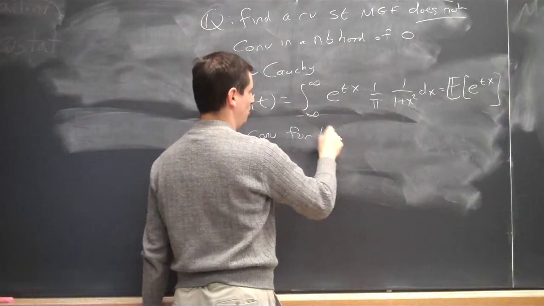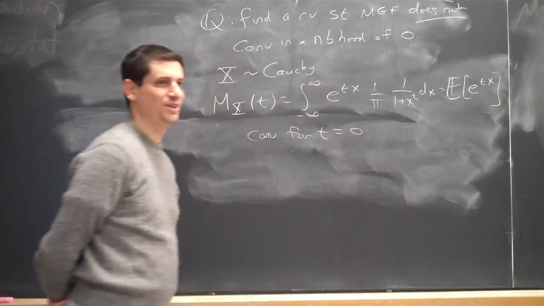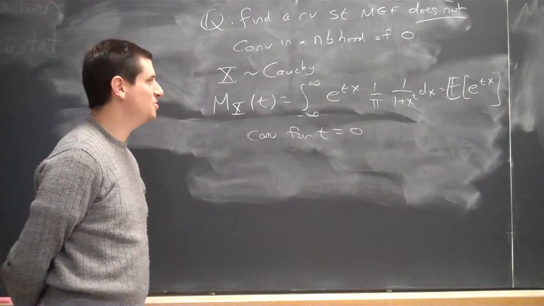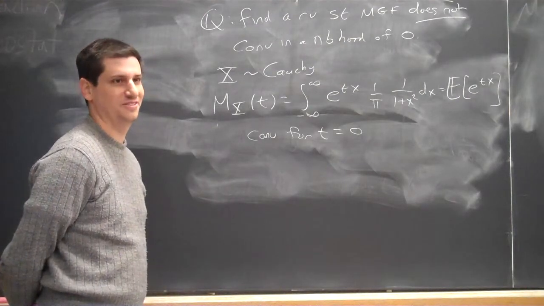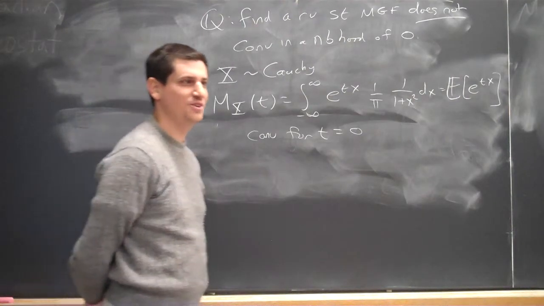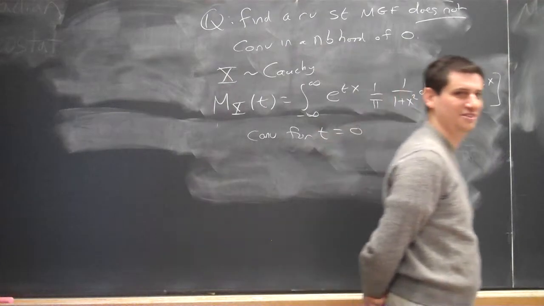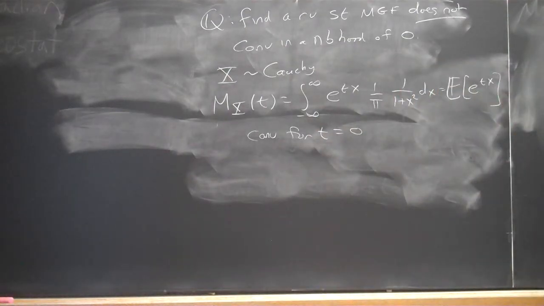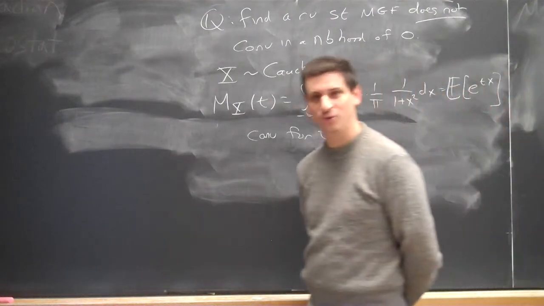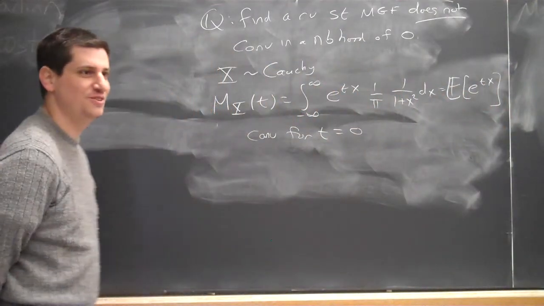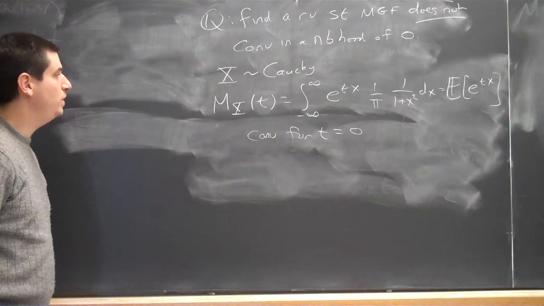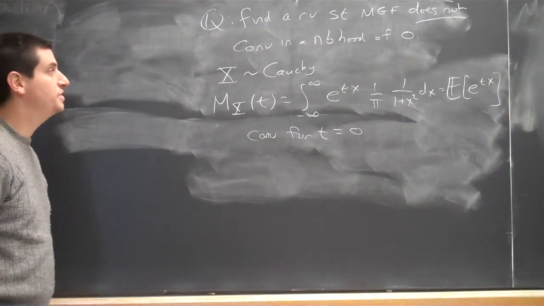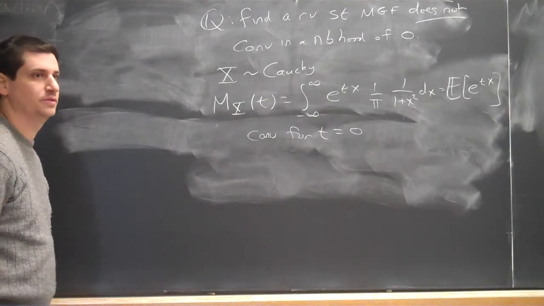So it converges for t equals 0. You know, big deal, right? When t equals 0, I'm taking the expected value of 1. It's not that impressive to calculate the expected value of 1. That's the only value of t that works. So this moment generating function only converges at the origin, where we have essentially forced it to converge. We cannot deal with sums of Cauchy random variables.